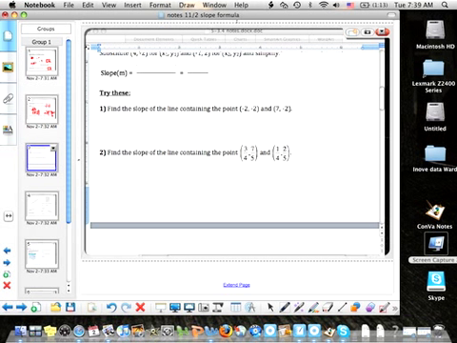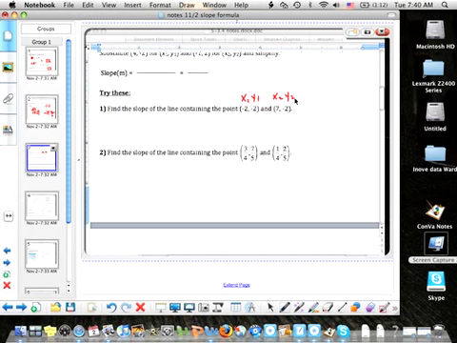Let's look at an example here. We've got the points -2, -2 and 7, -2, and we're going to use the slope formula to come up with the slope. So I'm going to label my points to make it a little easier. This is x1, y1. This is x2, y2.